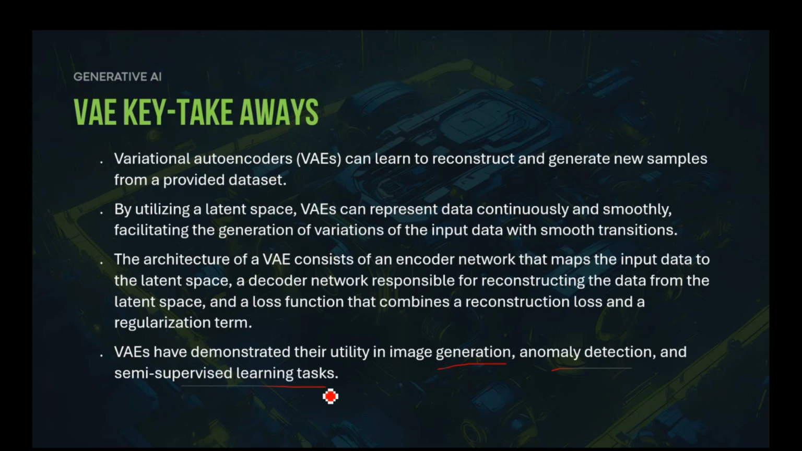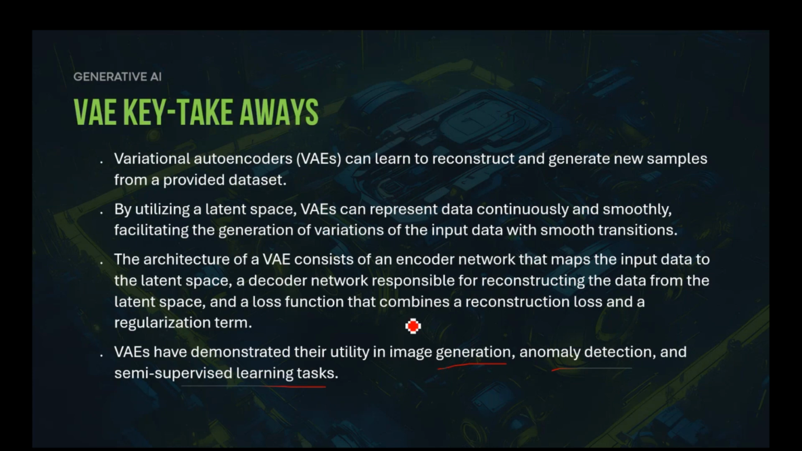So your variational autoencoders are models capable of learning to both reconstruct and generate new samples from a given data set. By what? By mapping the data into a continuous latent space. This latent space allows for smooth and continuous representation of the data, enabling the generation of varied samples with seamless transitions from one form to another, right? Examples I've already given you: image generation or anomaly detection. So this is one important framework or model which our generative AI uses to generate images or videos.